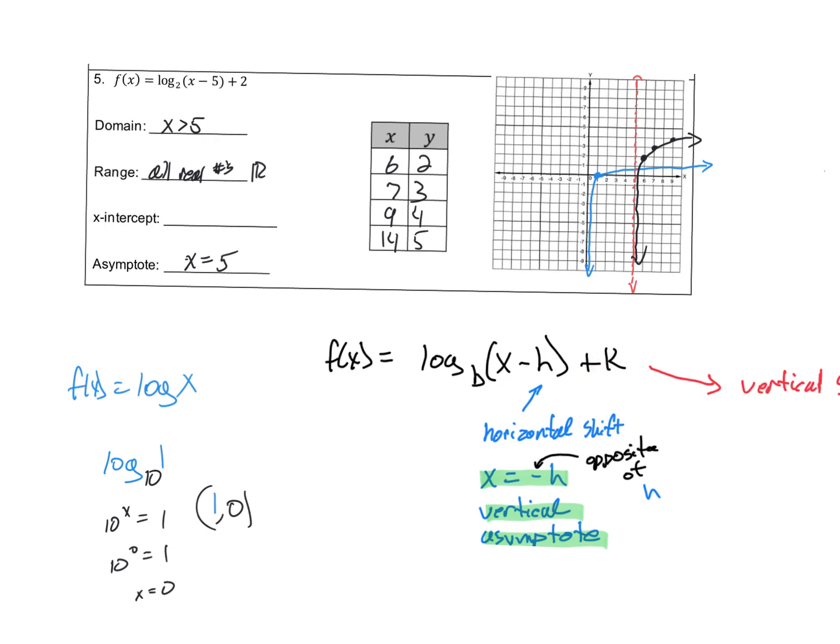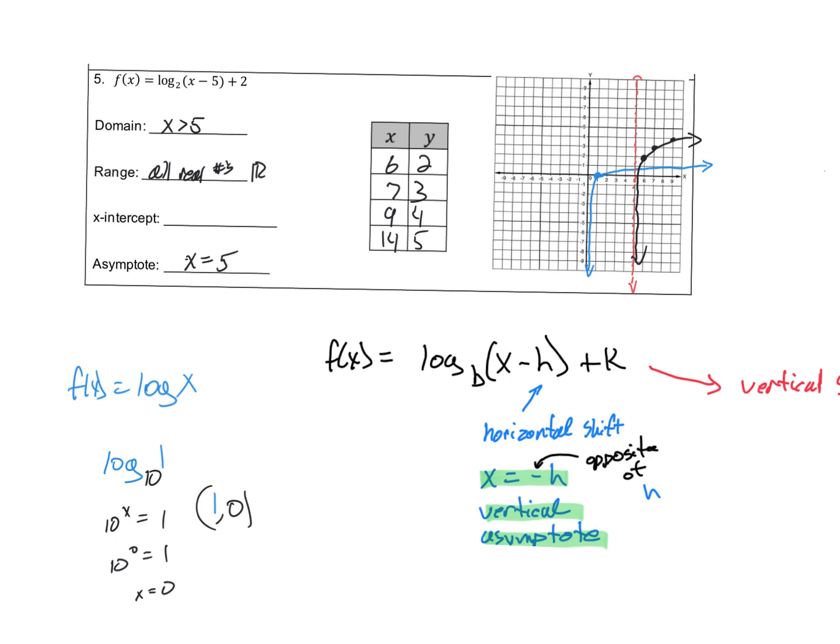So let's just real quick look at our shift. In this function, we're shifting to the right 5 units and up 2 units. So from our parent function point 1, 0, we would go over 5, 1, 2, 3, 4, 5, and then we would go up 1, 2. And there you see a point at 6, 2, which is in the table that you would see from your graph on the calculator. Again, it's a shift, plus 5, plus 2, over 5, up 2.